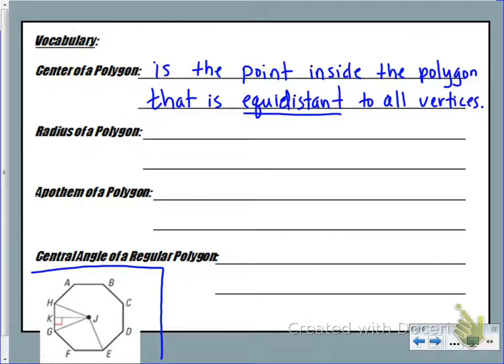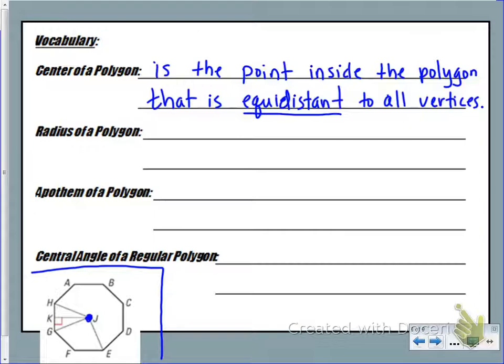So basically when we're talking about the center of a polygon over here on the picture, J would be the center point of that particular polygon, in this case an octagon. And the reason why that's the center is that point is the same distance to all vertices A, B, C, D, E, F, G, and H. So that's the center of that polygon.